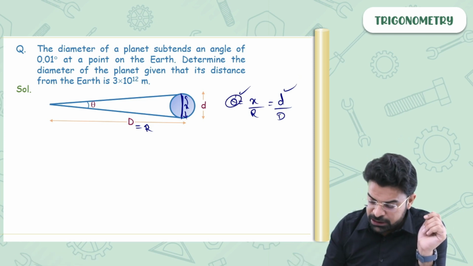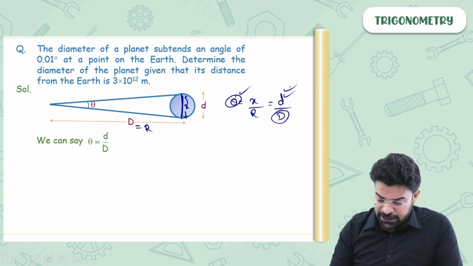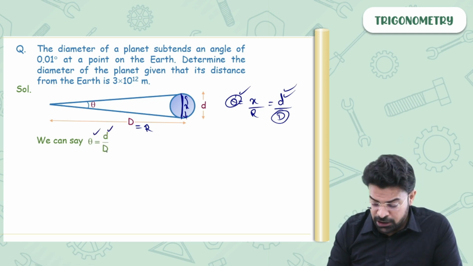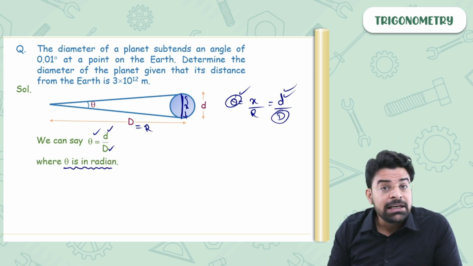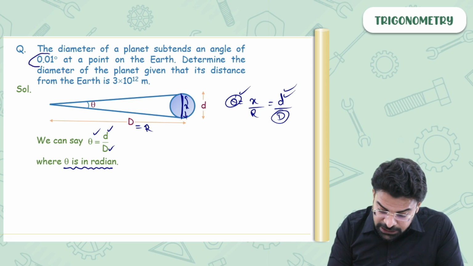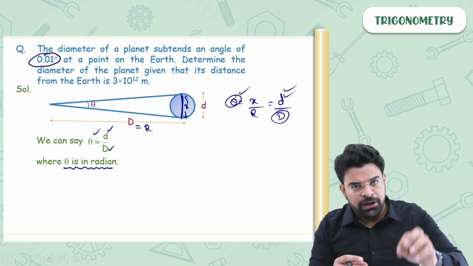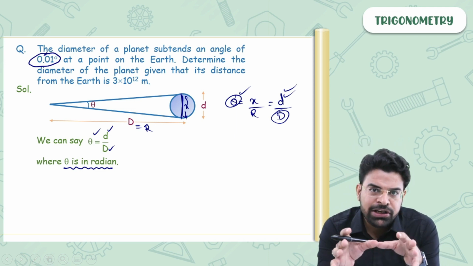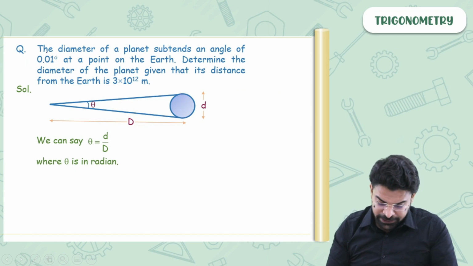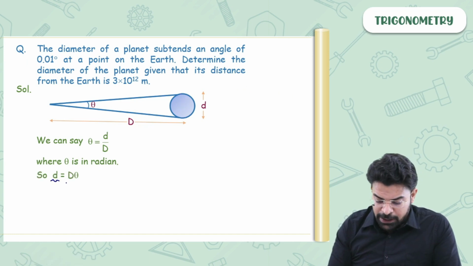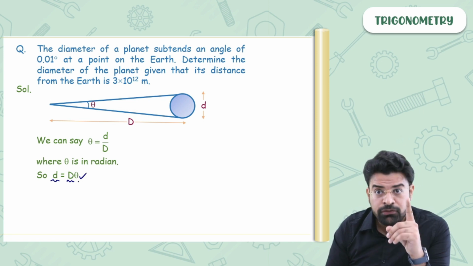They have given me theta, they have given me capital D, I need to find out small d. So simply here, we can say that theta equals diameter of planet upon distance of planet from Earth. Here, remember that you must take theta in radian. In the question, they have given me theta in degree. So how to convert angle from degree into radian? We have already learned that x degree equals pi into x by 180 radian. Simply use that here. So you will say the diameter of planet equals distance of planet from Earth times theta. Do take care, you have to take theta in radian.